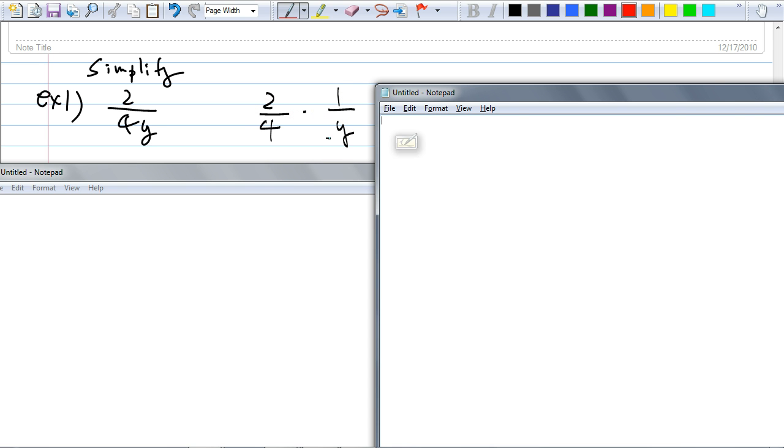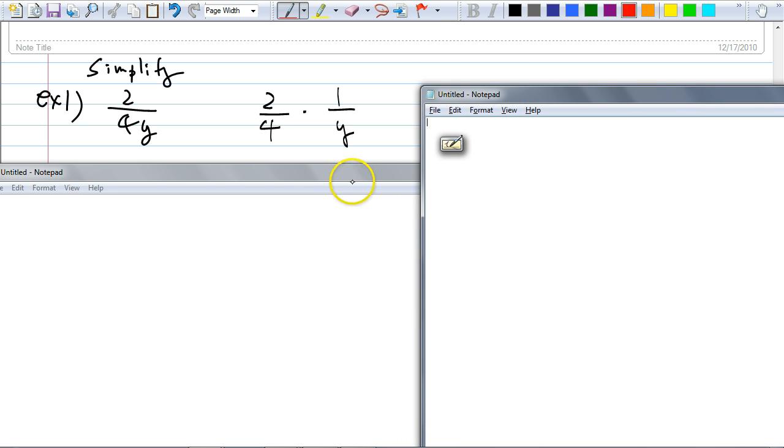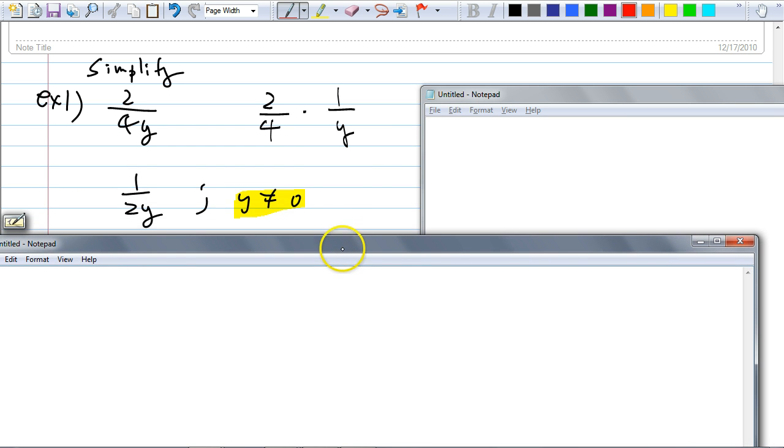And of course, we know what 2 over 4 is, right? Royce, what's 2 over 4? 1 half. So this simply becomes, who could tell me the answer? How about Mimi? 1 over 2y. Exactly, because you get 1 over 2y.